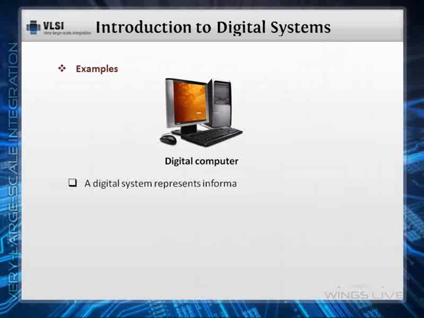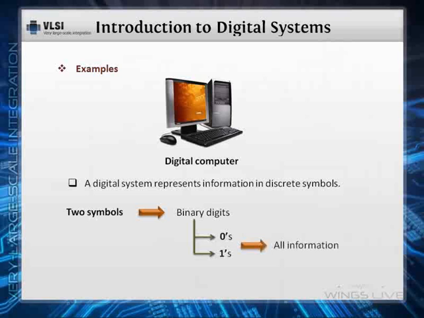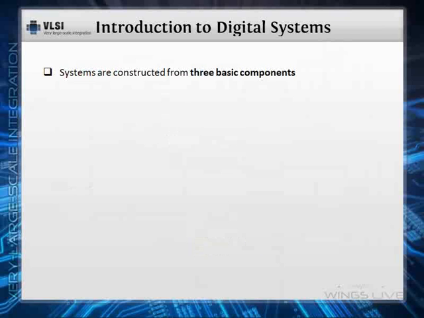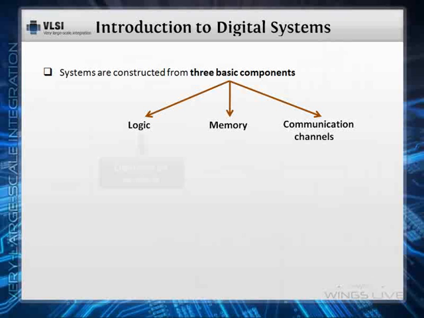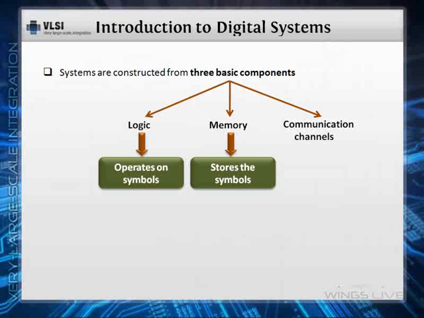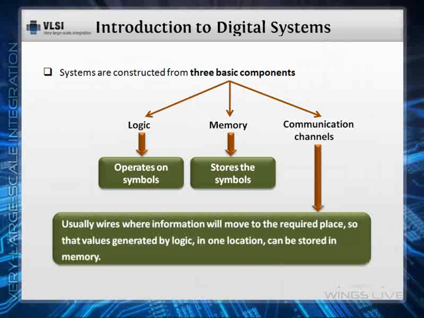A digital system represents information in discrete symbols. Most systems use just two symbols, denoted by binary digits, or bits, that are zeros and ones, to represent all information, and these systems are constructed from three basic components. They are logic, memory, and communication channels. Logic operates on symbols. Memory stores the symbols. Communication channels are usually wires, where information will move to the required place so that values generated by logic in one location can be stored in memory.